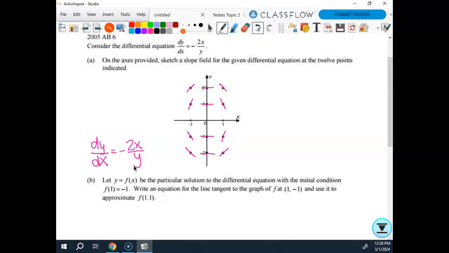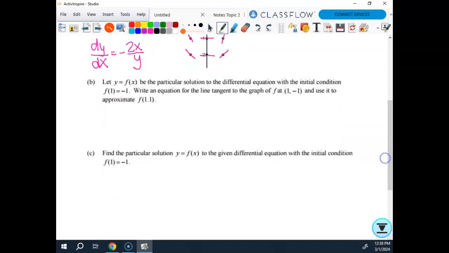Are we good with this so far? Yes? Okay. I know you don't love them, but hopefully they're not crazy hard. B says, let y equals f of x be a particular solution to the differential equation with the initial condition of this right here. Write an equation for the line tangent to the graph of f at this point and use it to approximate this.